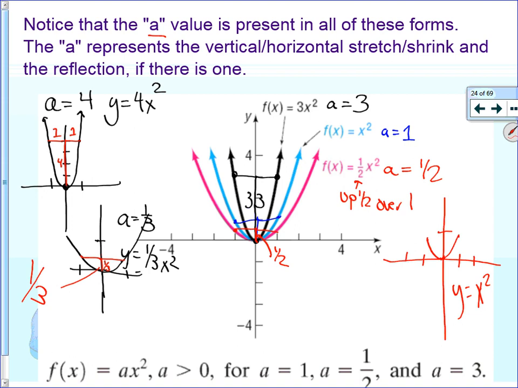This is a parabola, so it's a squared function. So 2 is 4, 3 is 9. You could just keep going like that if you want a ton of points. So instead of just drawing a random U, it's the squared function. So 1, 1, and then 2 is 4.